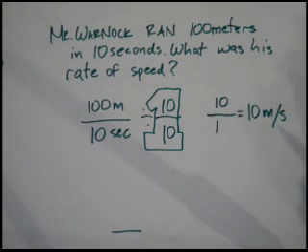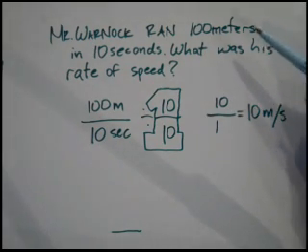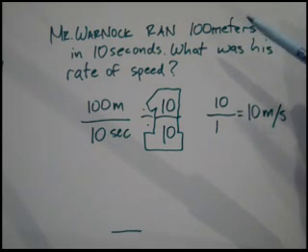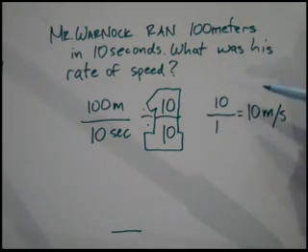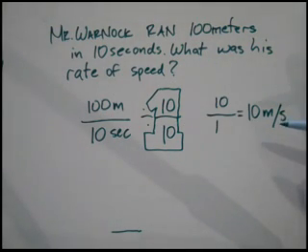So we've calculated our rate of 10 meters per second. So that's our rate. It's a ratio comparing two different measurements, and our measurements were distance over time. So my rate of speed was 10 meters per second, meaning I traveled 10 meters every second. So that's our rate. That's our ratio.